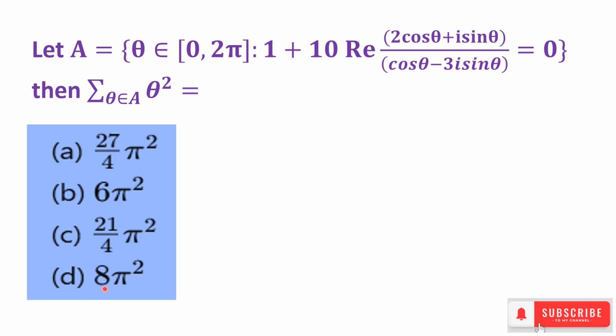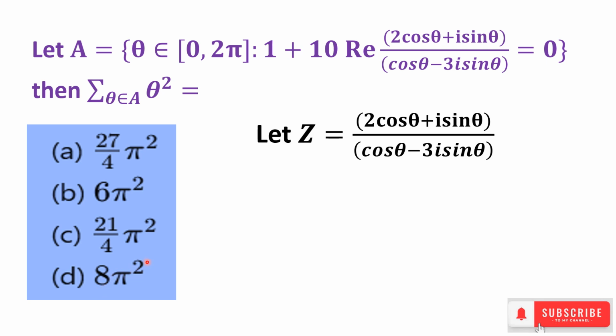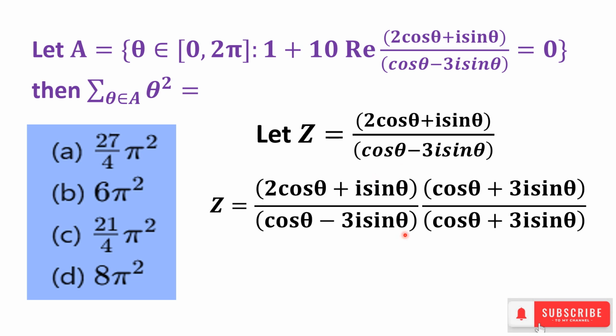Let us consider the complex number in the set, that is, let us take z equal to (2 cos θ + i sin θ)/(cos θ − 3i sin θ). The conjugate of the denominator is cos θ + 3i sin θ. Let us rationalize the denominator by multiplying and dividing by the conjugate of the denominator, that is cos θ + 3i sin θ. Now let us simplify the numerator and denominator separately.